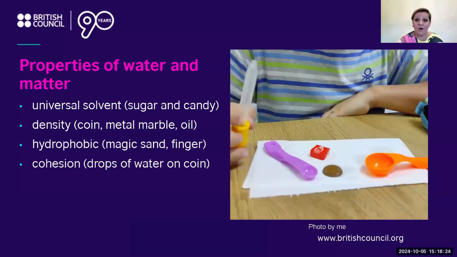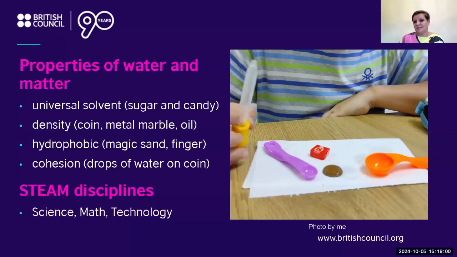Students also learned about cohesion. So drops of water on a coin do not spill due to cohesion. I think in our case, we had like 5 drops of water. So I told my students to imagine cohesion like friendship and to think of themselves as little water molecules holding hands together with their friends. It is actually this friendship or this bond that makes them stick together.